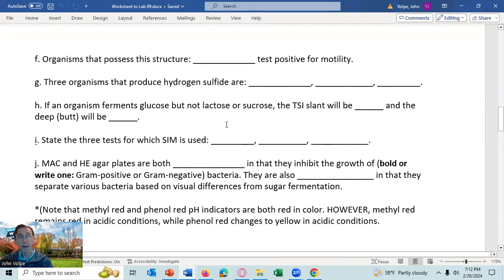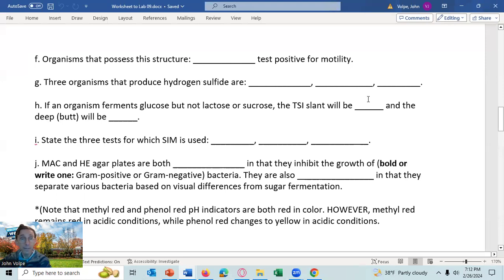F, organisms that possess this structure test positive for motility. G, three organisms that produce hydrogen sulfide are 1, 2, 3. You can give me either species or families there.